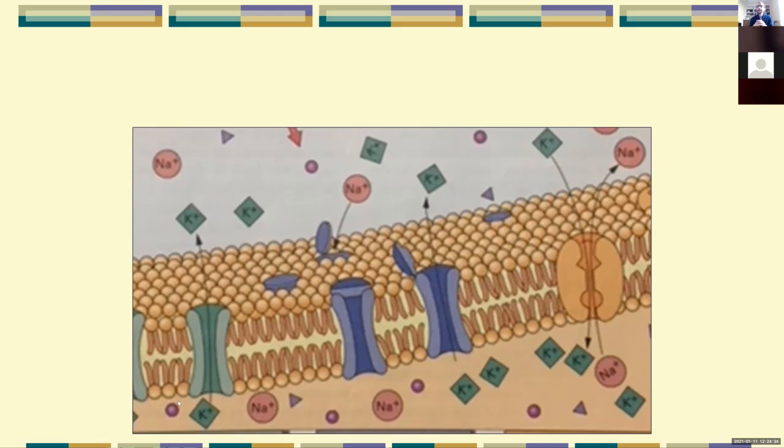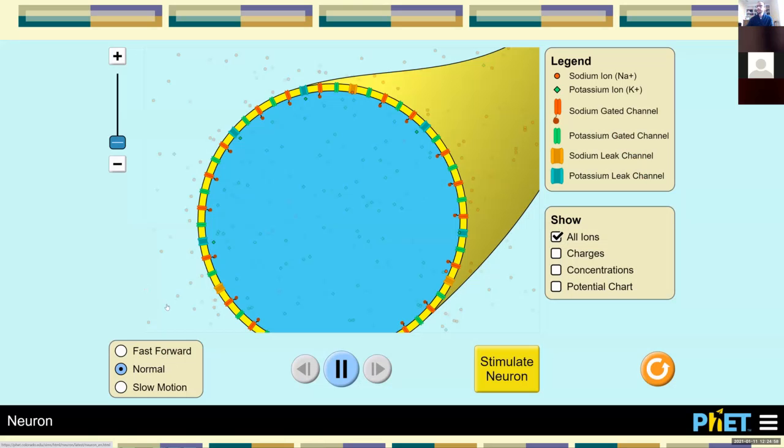Electricity happens to be the movement of electrons. This type of electricity happens to be the movement of minerals. Potassium, which has a positive charge, sodium, which has a positive charge, and then a little bit of chlorine too. But by using these minerals, we can actually have an electric impulse travel down the neuron. Let me show you.